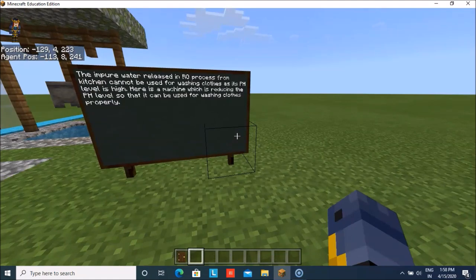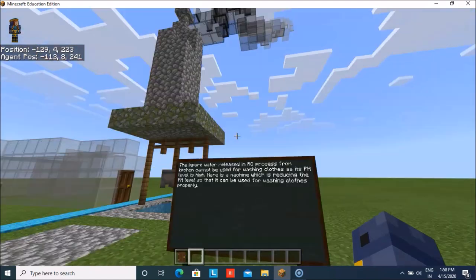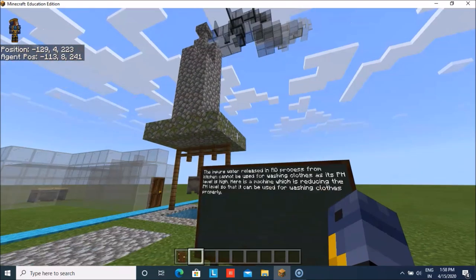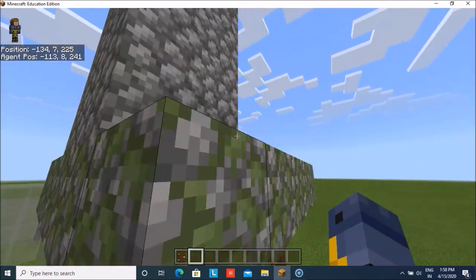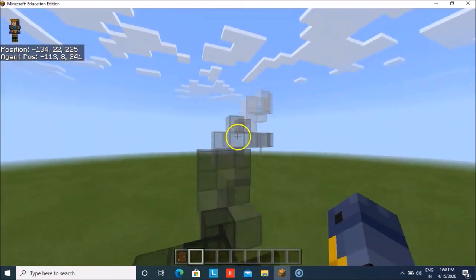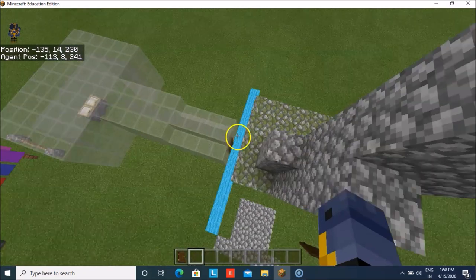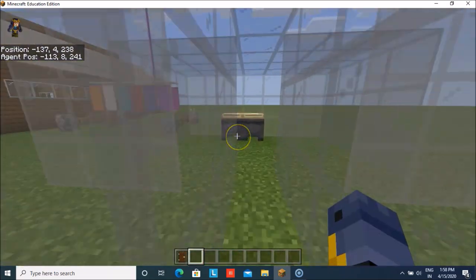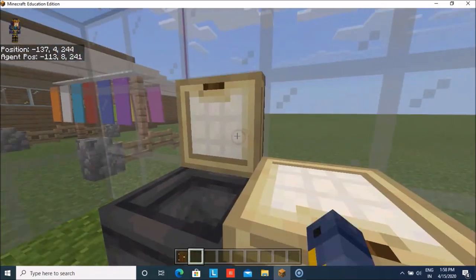As you know, the impure water that is released in the RO process from the kitchen cannot be used for washing clothes, as its pH level is very high. So here is a machine that I have created which will help reduce the pH level so that it will be suitable to wash the clothes. And now here is our washing machine and it can be used for washing the clothes.